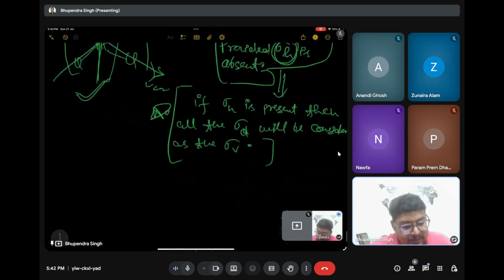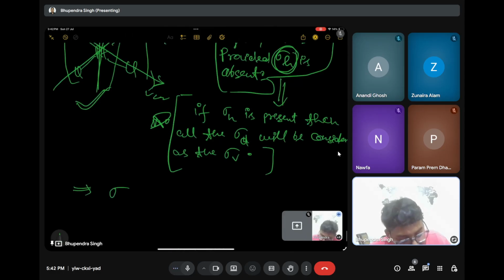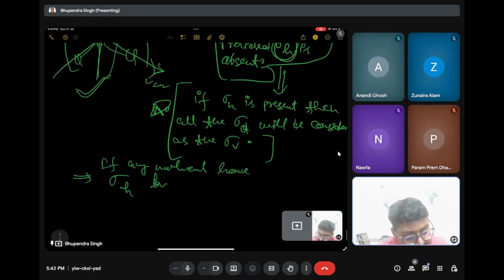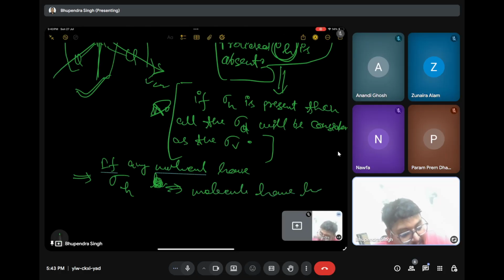Anyway, in that case also, I would again tell you that if any molecule has sigma H, it means that the molecule has higher symmetry, a higher order of symmetry.